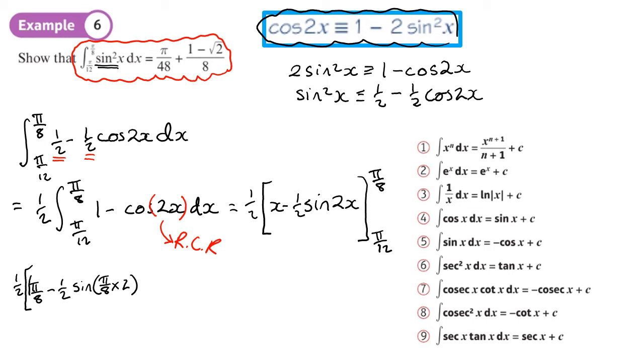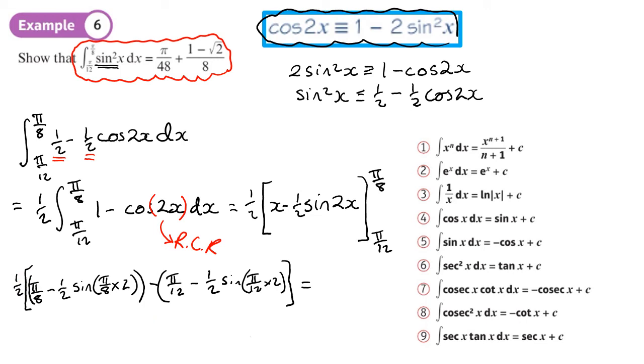Let's put some more brackets in here, like that, minus pi over 12, minus a half sine pi over 12 times by 2, and then once I work that, all of that needs to be divided by this, or times by a half here. So let's work this out.